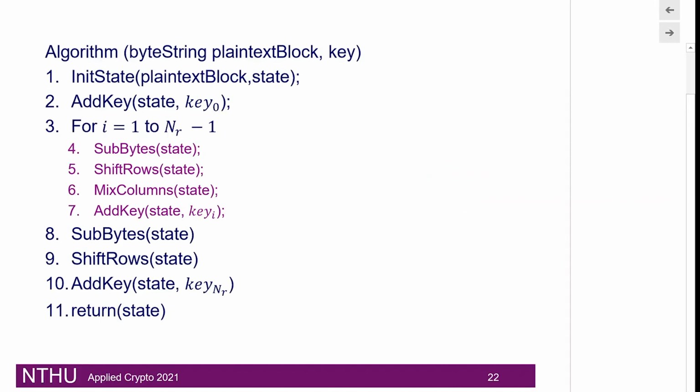So let's go and see the algorithm by itself. This is the pseudocode for the AES algorithm. The algorithm receives a plaintext block and a key, and then it is expected to return the ciphertext. As we said, at the end, the ciphertext is whatever value is already in the state variable.